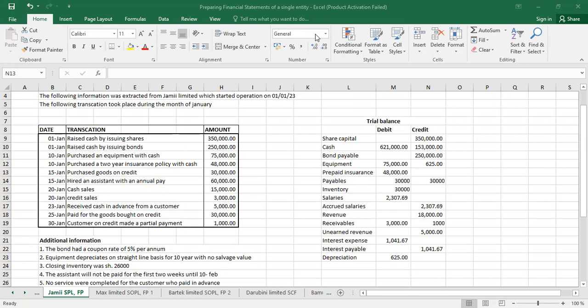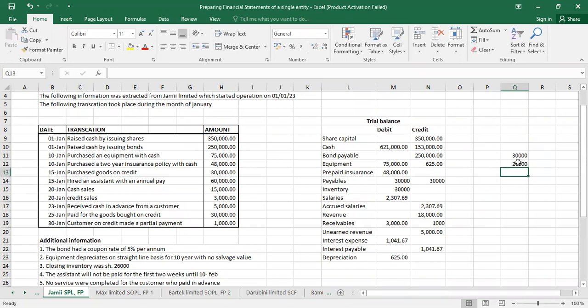Okay, closing inventory was 26,000. You remember in the last example how we worked on closing inventory? We are looking for the balance. Here is just an example: we have 30,000 that we bought, so we bought inventory of 30,000, and we are remaining with 26,000.